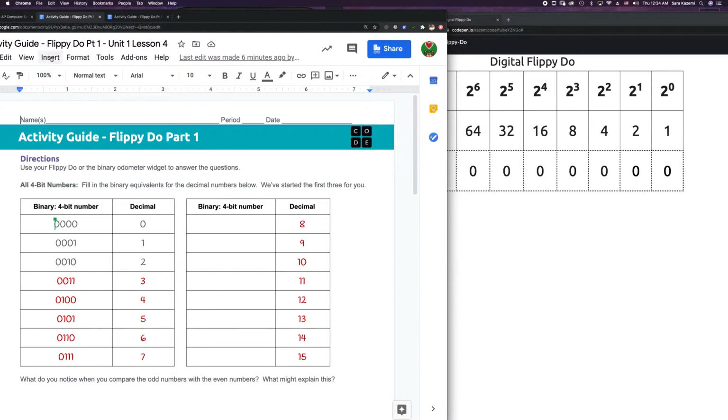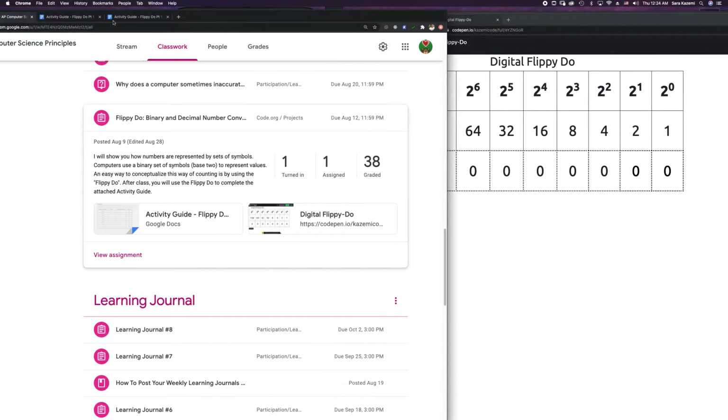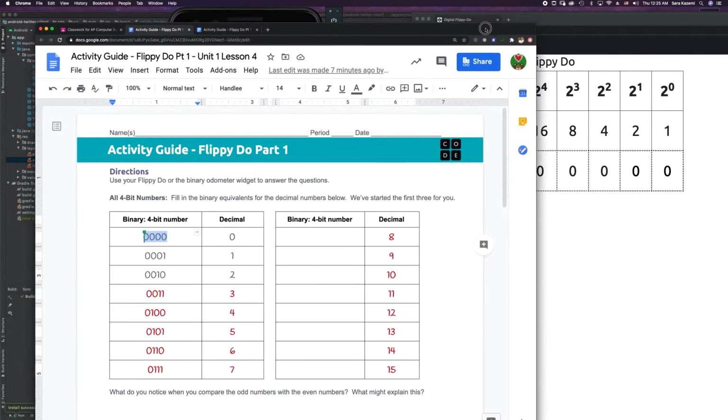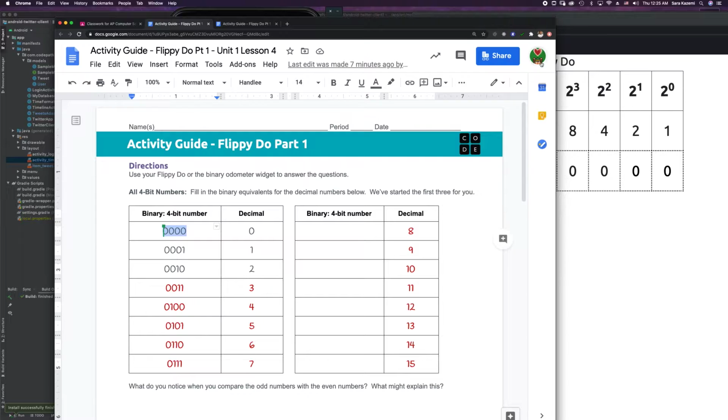So I'm going to open the activity guide, which was the homework for this assignment here. If you open this up, I believe that you will only see these 3 filled out. And the idea for this first section is to create the decimal equivalents, so the decimal numbers, for every 4-digit or 4-bit number in binary. So I'm going to just ignore these bits on the left because we are only dealing with 4 place values or 4 bits. By the way, bit is short for binary digit. Binary digit is bit.